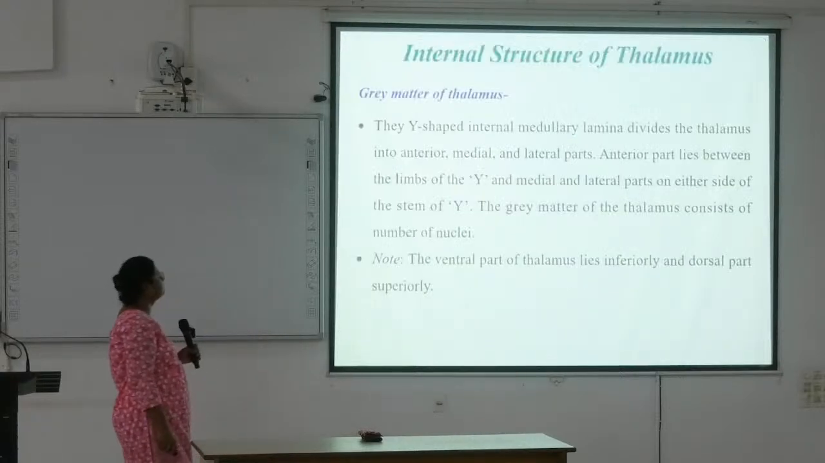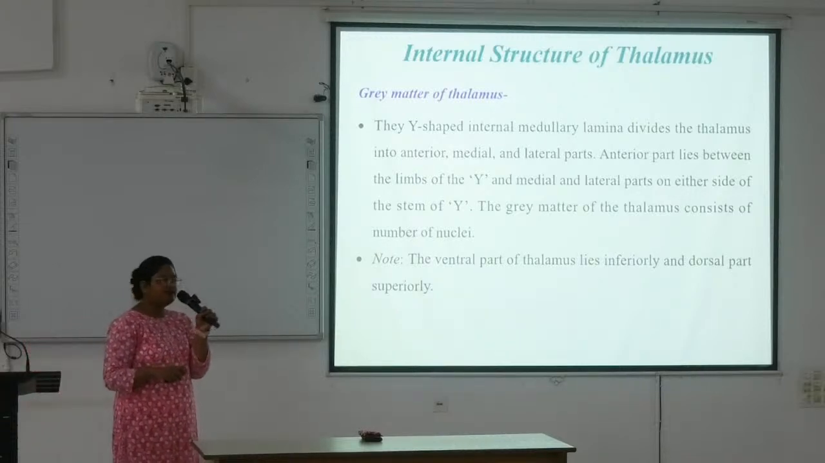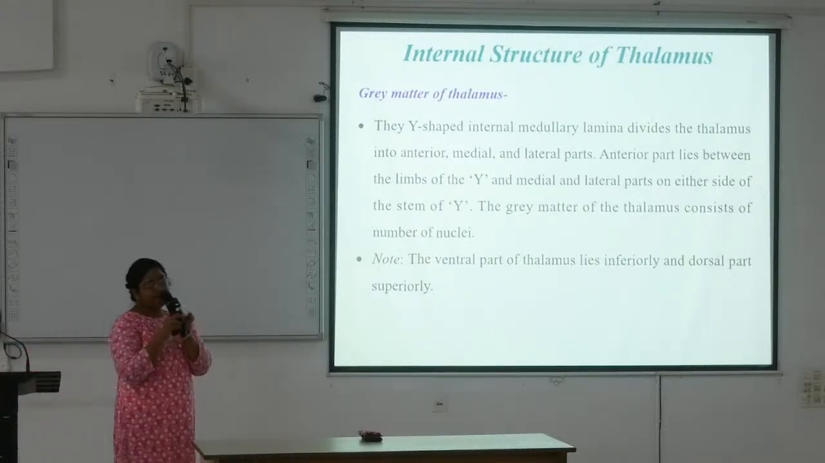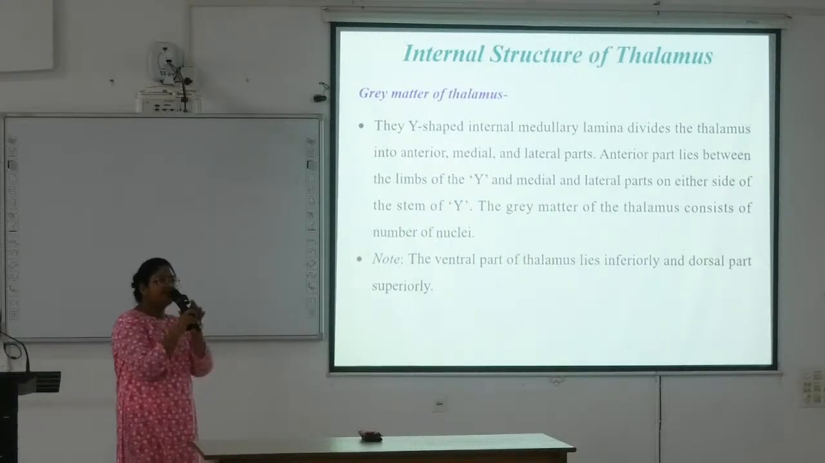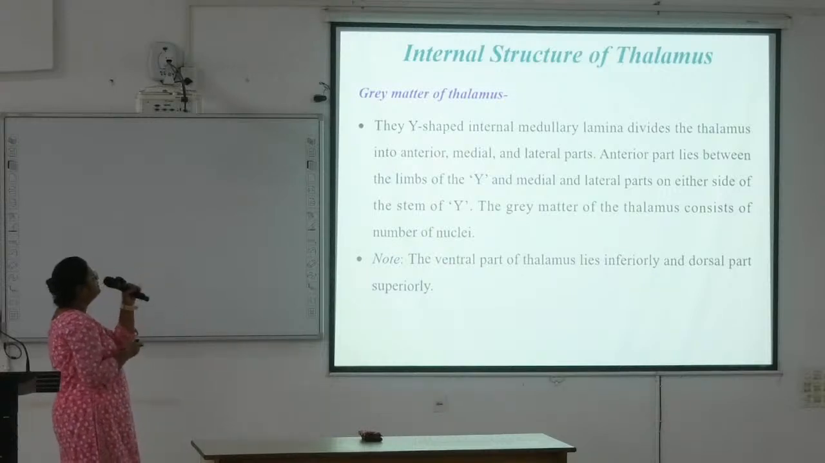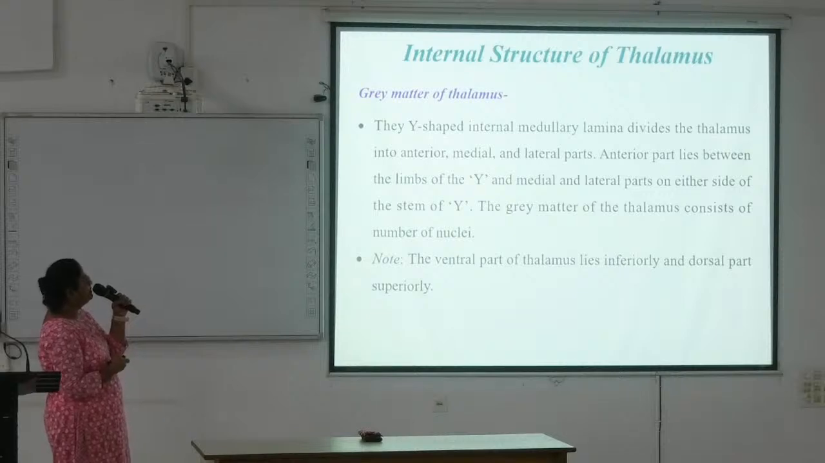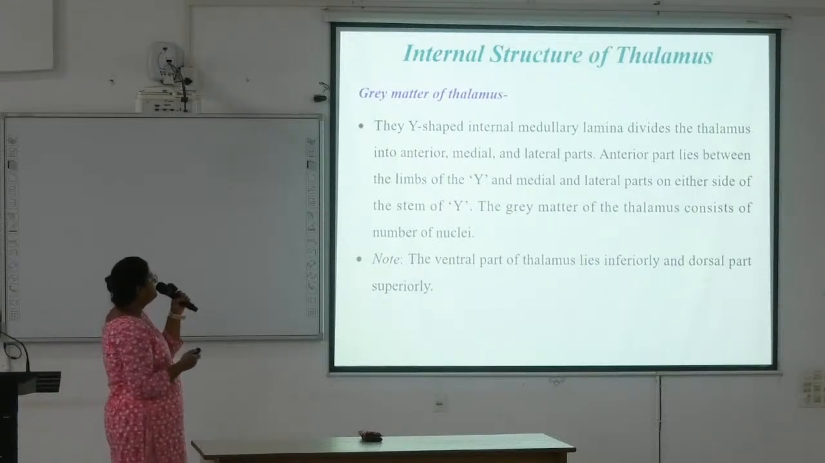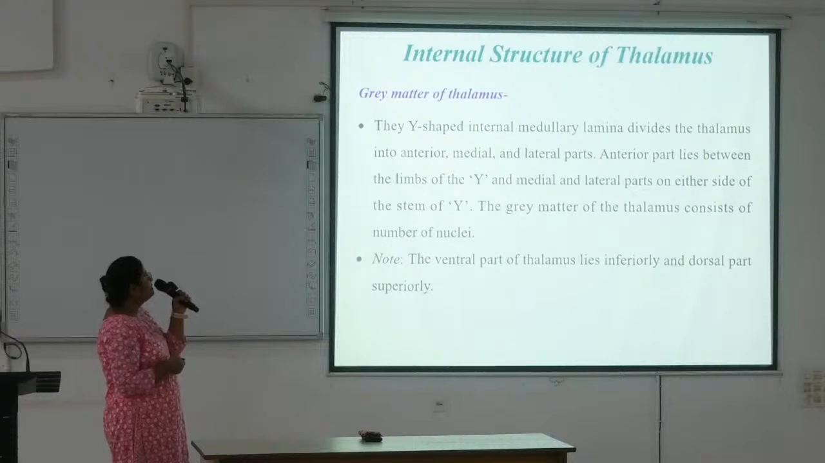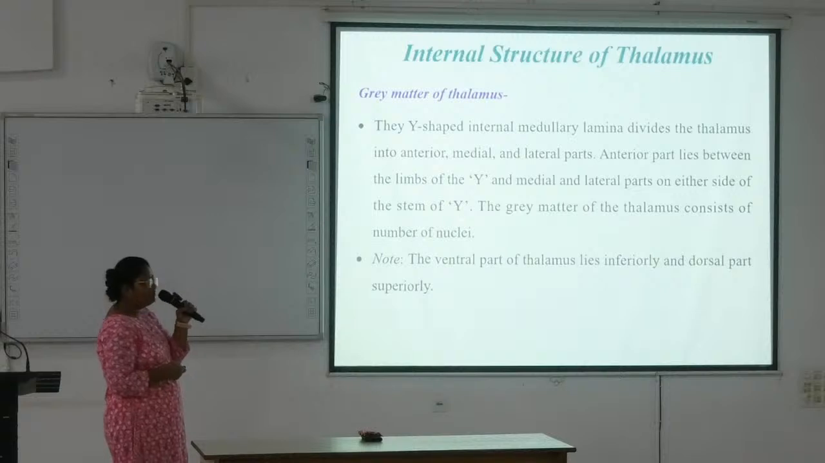Next we go to the internal structure of the thalamus. External structure, all those surfaces and two ends, you have seen in your viscera. Now we go to the internal structure. So gray matter of the thalamus, the Y-shaped internal medullary lamina divides the thalamus into anterior, medial and lateral parts. We have seen in the previous picture the Y-shaped internal medullary lamina. Anterior part lies between the limbs of the Y, and medial and lateral parts on either side of the stem of the Y.